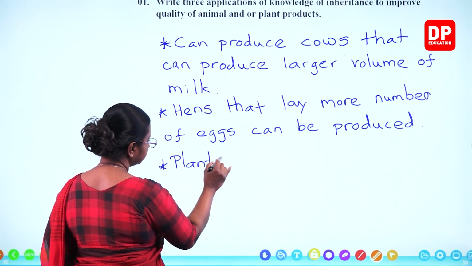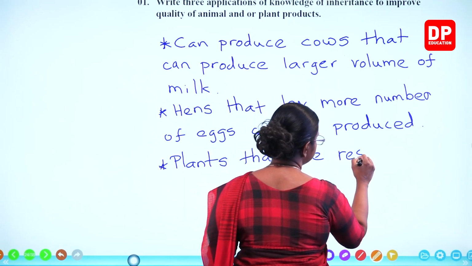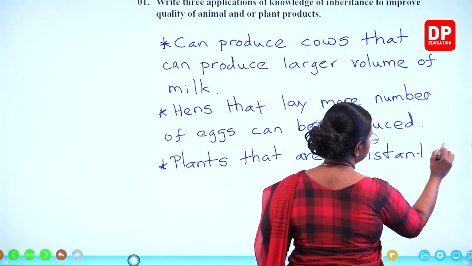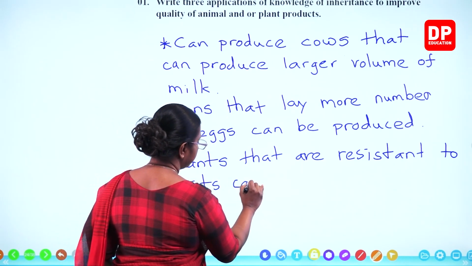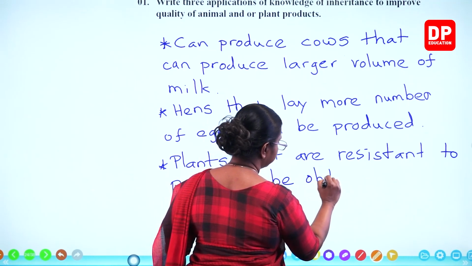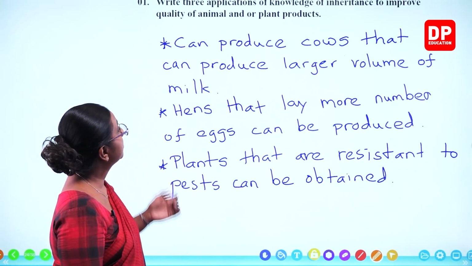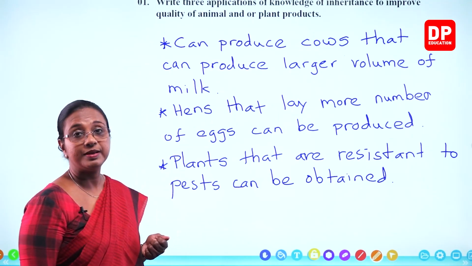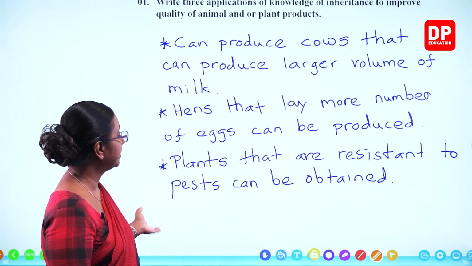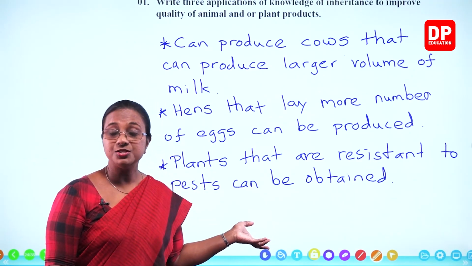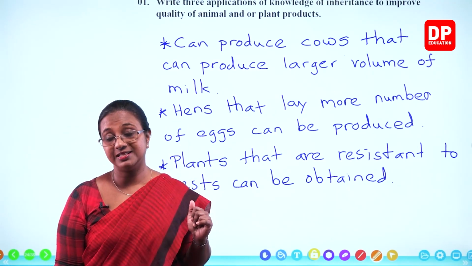Plants that are resistant to pests can be obtained. So these are three uses. Can produce cows that can produce larger volume of milk. Then hens that lay more number of eggs can be produced. Plants that are resistant to pests also can be obtained. Like this, you can write any of the three uses or applications of knowledge of inheritance.